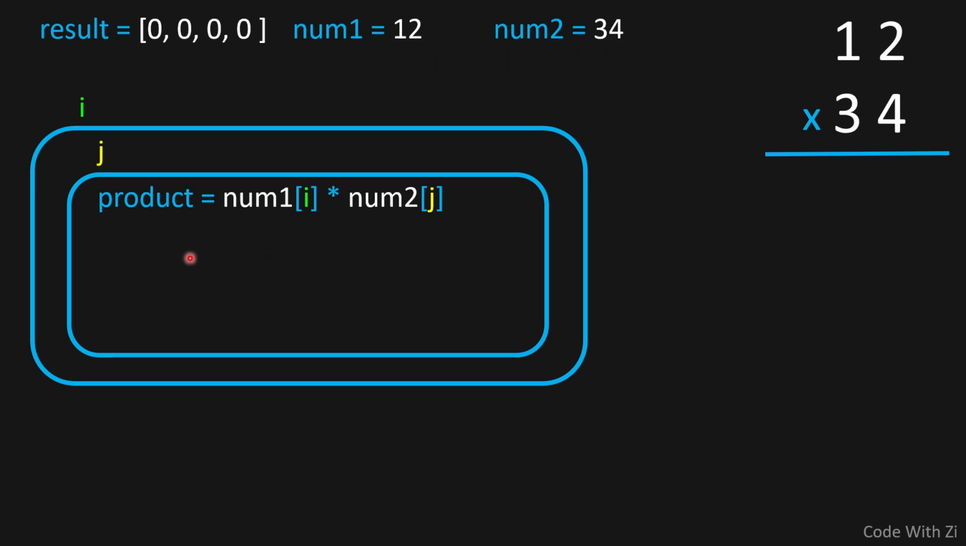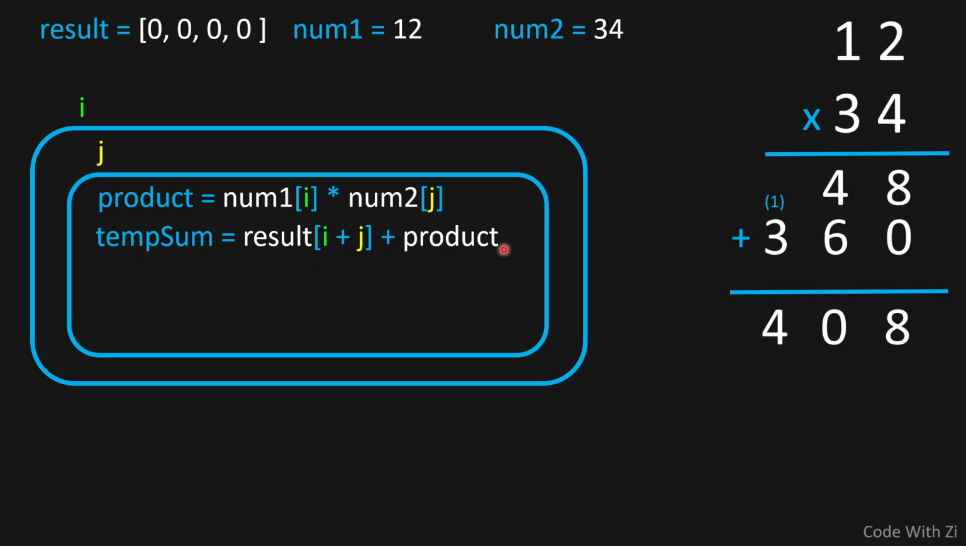Then we're going to have a variable called temp sum. And this is going to be equal to result of I plus J plus product. And it makes sense because if you remember here, we had some additions that we used to do. Now, when we calculate our temp sum, we're going to have 2 scenarios. It might be less than 10, or it might be equal or greater than 10. If it is less than 10, awesome, we're just gonna add it to our result. But if it is equal or greater than 10, we're gonna have a carry, just like we had it here. For example, we said 4 plus 6 is equal to 10. We're gonna have the 0 here and we're gonna have a carry.